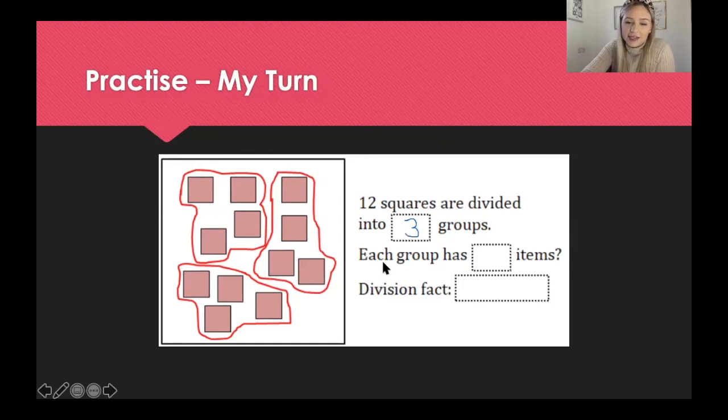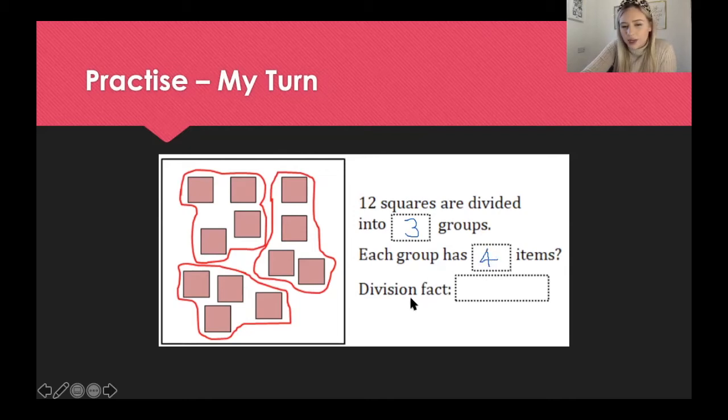Here it says each group has how many items. So I can look at one group and see that each group should have 1, 2, 3, 4. If it's been shared equally, then the groups should each have 4 in them. Let's double check. 1, 2, 3, 4. 1, 2, 3, 4. Perfect.